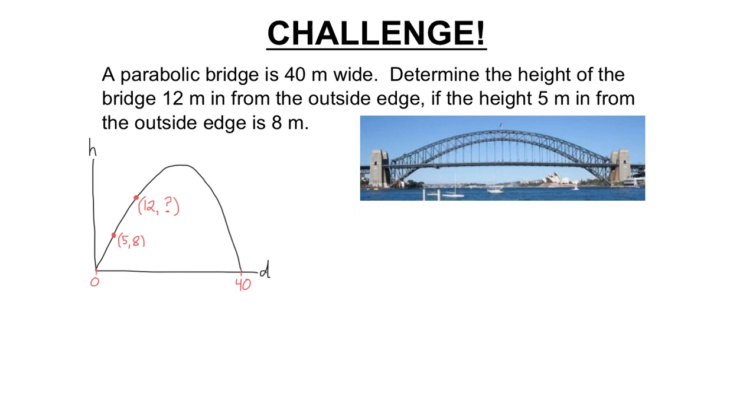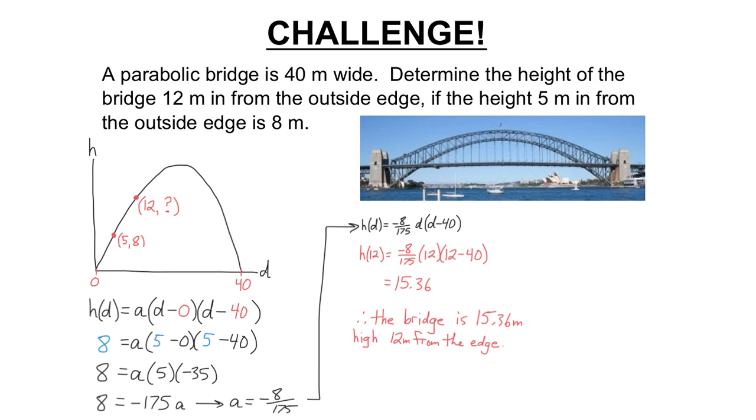If you need a little help getting started, here's a little sketch. The bridge is 40 meters wide. 5 meters in, it's 8 meters high. 12 meters in, how high is it? We don't know. So we can start with the roots, 0 and 40. We know another point. When x is 5, y is 8, or in this case, d and h. Solve for a, we get negative 8 over 175. So we have this equation.